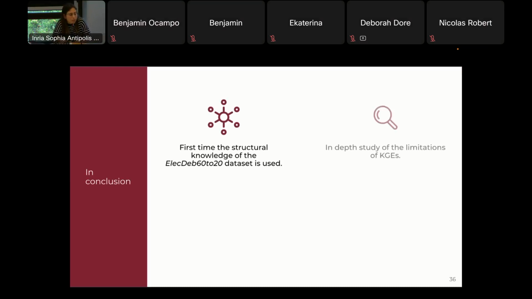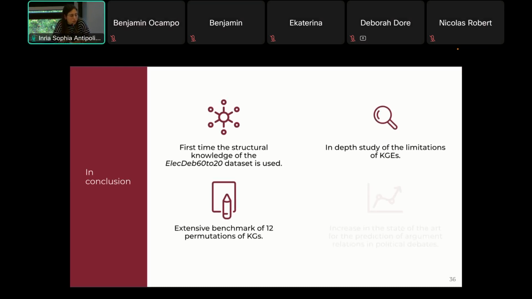In conclusion, this was the first time the structural knowledge of the ElecDeb60to20 dataset was used. We made an in-depth study of the limitations of the KG, an extensive benchmark of 12 different permutations of the KG, reaching an increase of the state of the art for the prediction of argument relations in political debates.